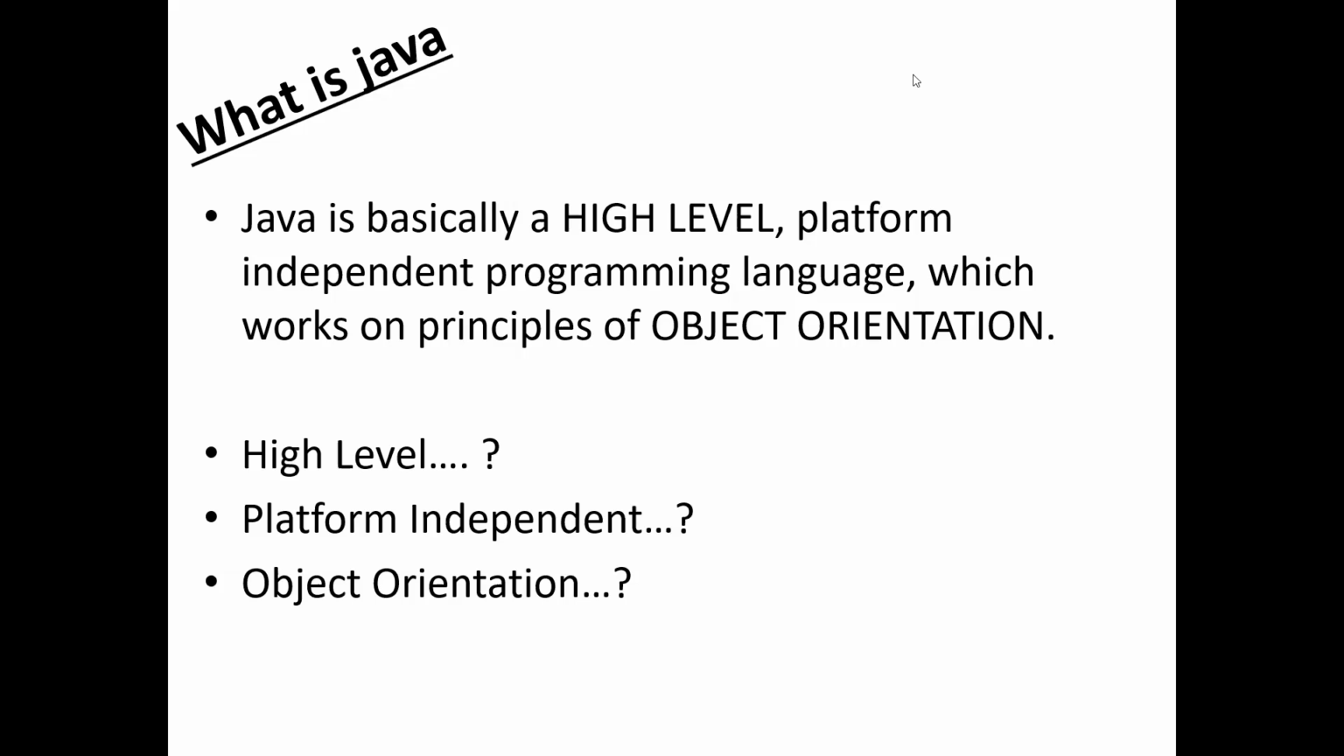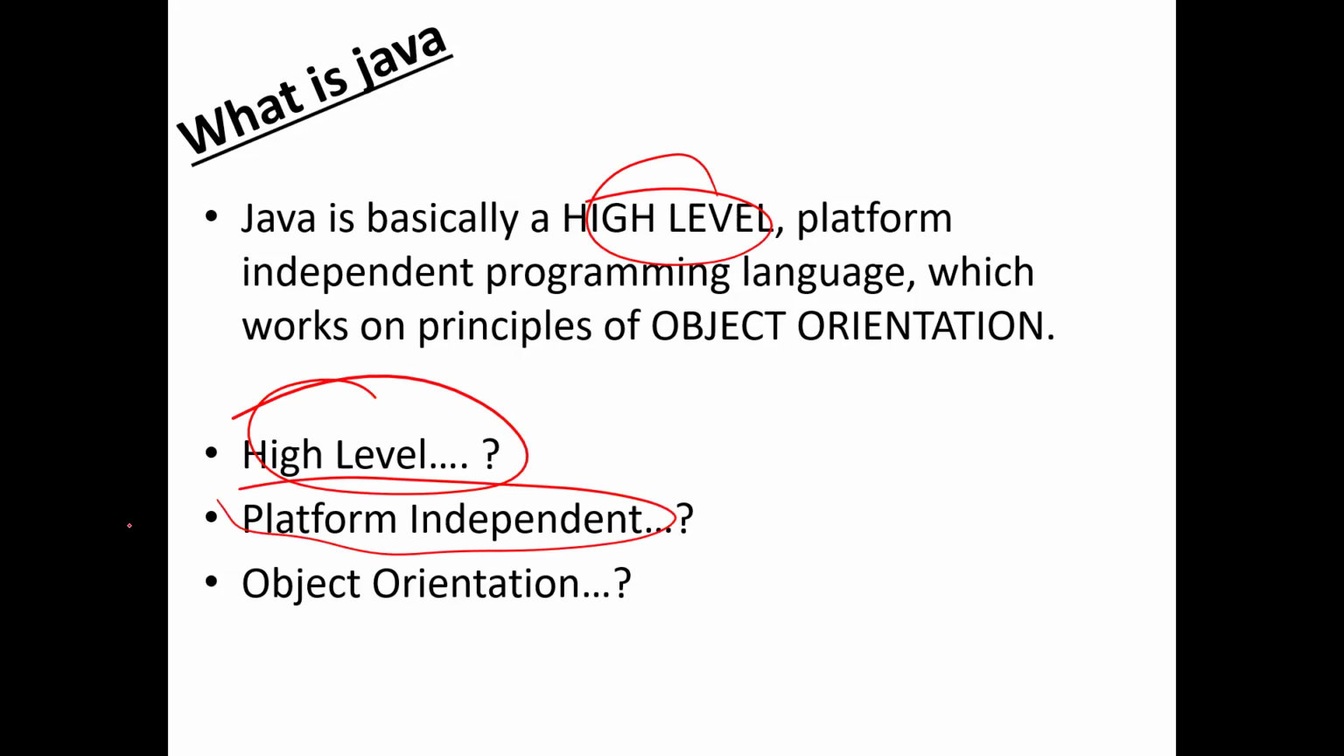So Java is basically a high level, platform independent programming language, which works on the principle of object orientation. All right. So what do I mean by high level? In this class, we're going to break this down today. Number one, we're going to talk about what this is. We'll take three things here. You can see three things in this slide: high level, which is platform independent.